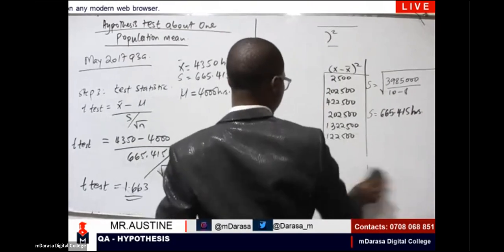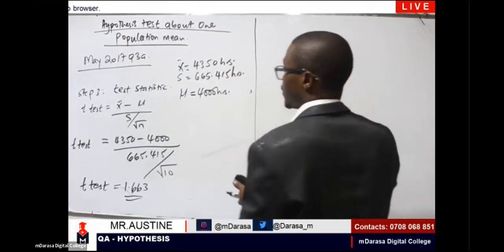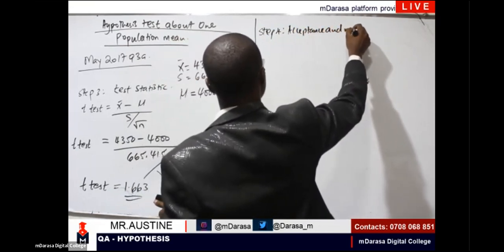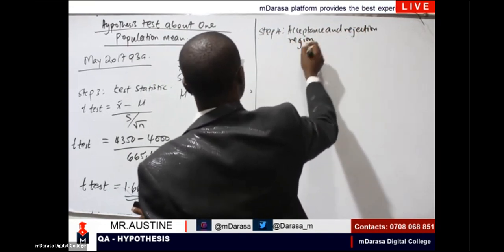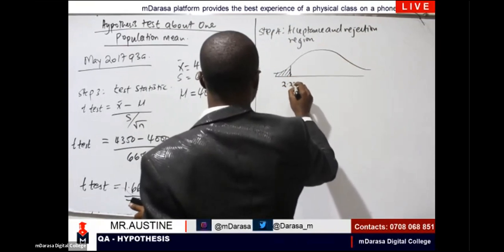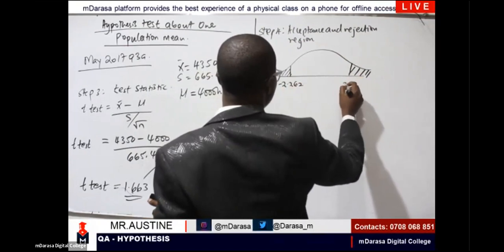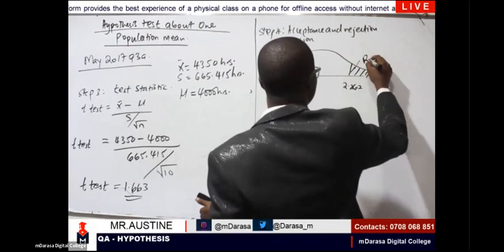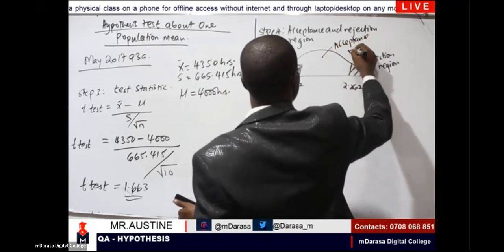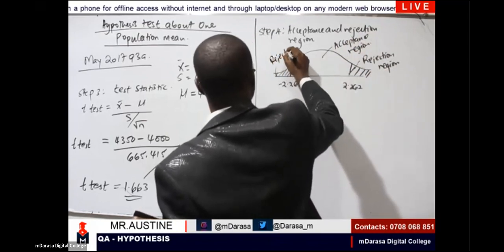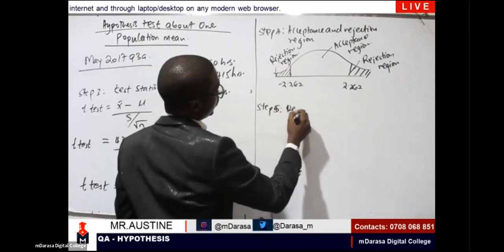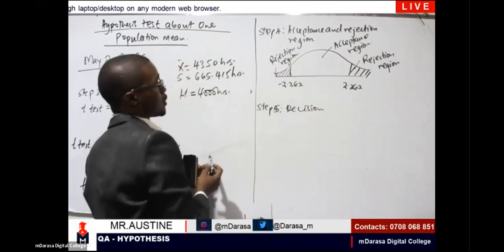Next, I move to step 4, acceptance and rejection region. Using the critical value we found, 2.262, this negative and this positive 2.262, these form the rejection region, the shaded parts. This one is the acceptance region, and this one is the rejection region. Next I come to step 5, the decision.